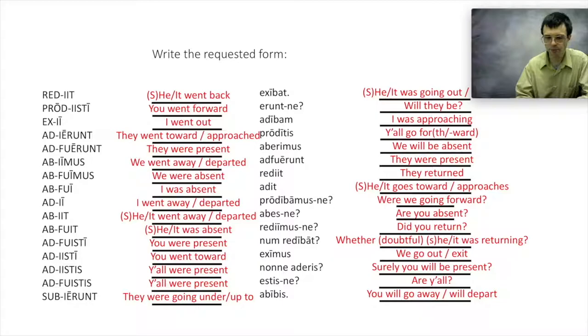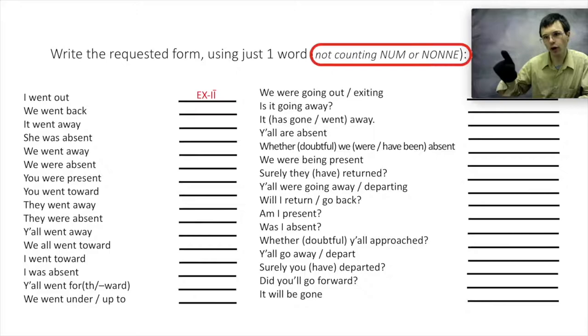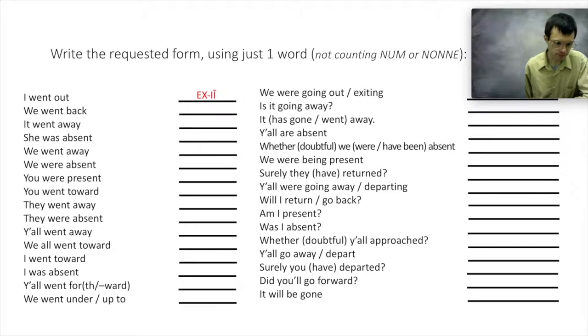And now try these. Answer it with one Latin word, not counting num or non, because those are just helper words. Okay, so stop the video and start it when you're ready to see the answer. Of course, the left column is all perfect, the right column is mixed. And the answers?